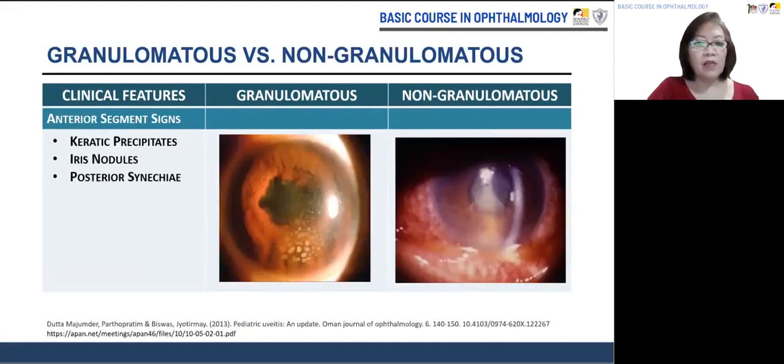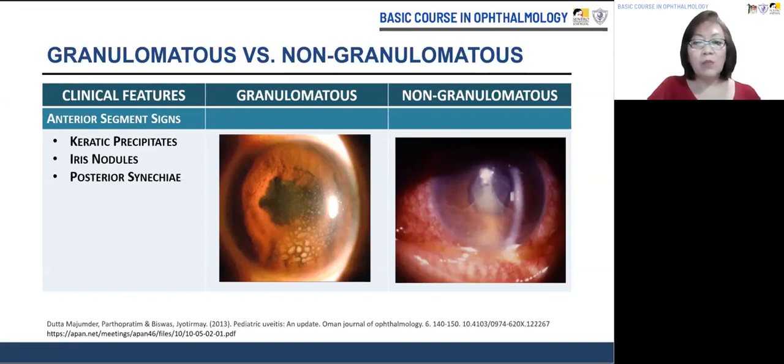As far as findings, they are differentiated based on the characteristics of keratic precipitates, iris nodules, and posterior synechiae. As shown in the left photo, granulomatous uveitis is associated with large mutton fat KPs, and both Busaka and Koeppe nodules are usually present. Posterior synechiae is generally wide-based, as shown in the photo. The photo on the right shows a more inflamed eye with severe reaction, as evidenced by presence of a beginning membrane in the pupillary area.